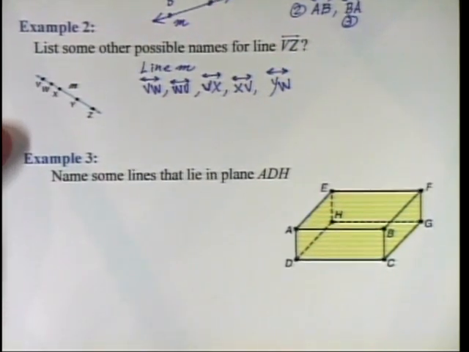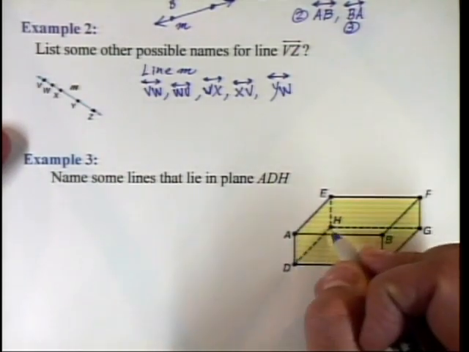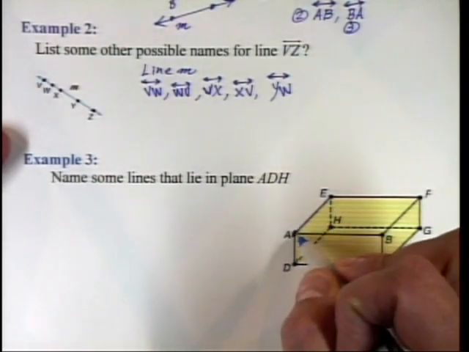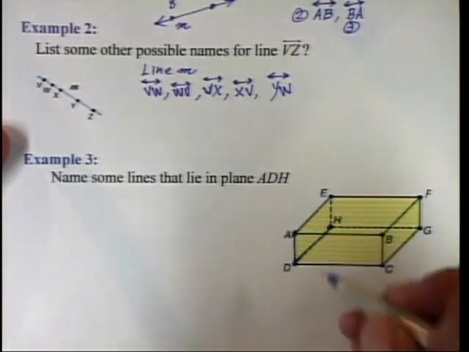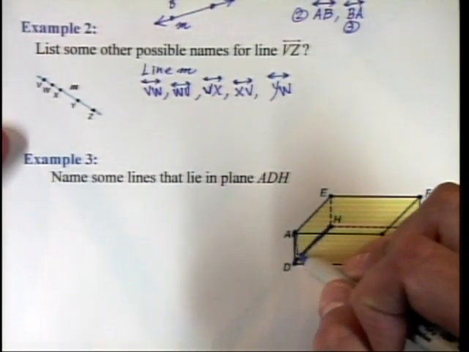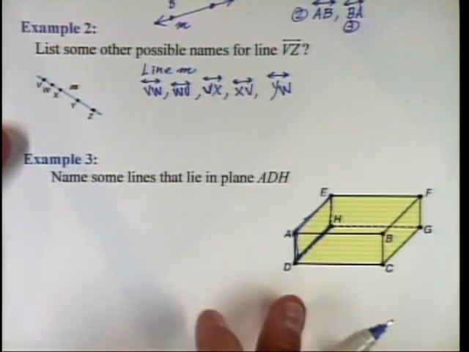Now, we haven't really discussed planes altogether, but a plane is basically just a flat surface. Let's look at ADH. If you look at A, D, and H, and you connected these lines, it would appear to be the side right here of this box. And it says to name some lines that are in this plane.